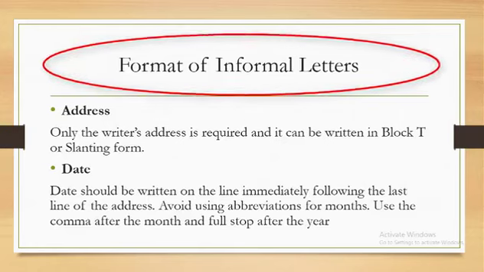So let's look at the format of an informal letter. So we have the address of the writer written at the top right corner, and there are two styles for writing that. You can write that in the block format or what you call the slanting format, okay, depending on your choice. Then also your date should be written on the line immediately following your last line of the address. So please avoid abbreviations of the months of the year, especially months like January, December, September. Please write them in full. Okay, then a comma must come after the month and a full stop after the year.